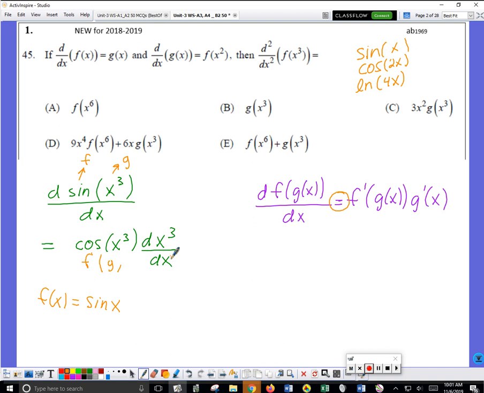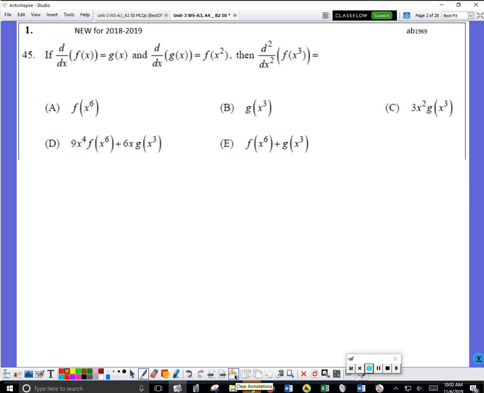Okay, cool. Can I erase this? Awesome. Up here, they give us this clue. I don't really know why yet, so I just keep reading. I don't really know why I have this clue either, so I keep reading. Now I know that they want me to find a derivative, d dx of f of x cubed, like that.